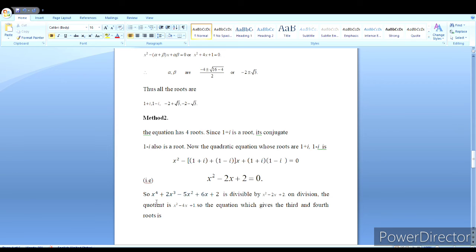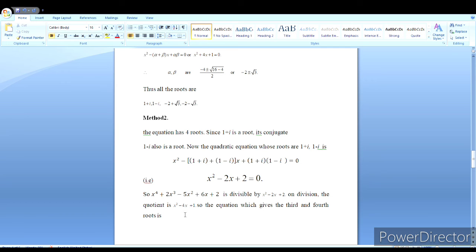Therefore x square minus 2x plus 2 equal to 0. So the equation x power 4 plus 2x cube minus 5x square plus 6x plus 2 is divisible by this factor x square minus 2x plus 2, because these two are roots of the given equation. Dividing this, we have the quotient as x square minus 4x plus 1, which is a quadratic equation.